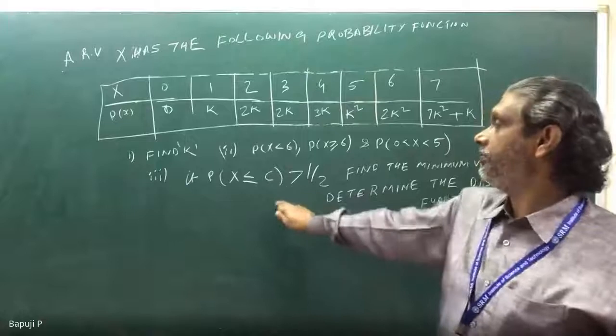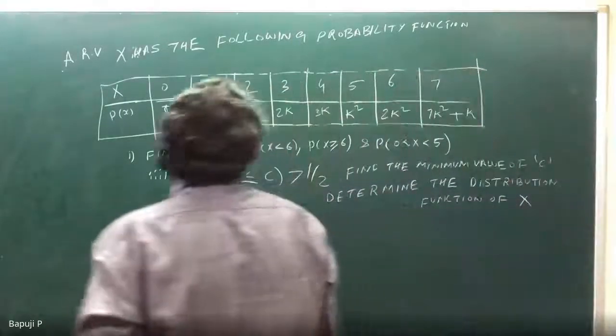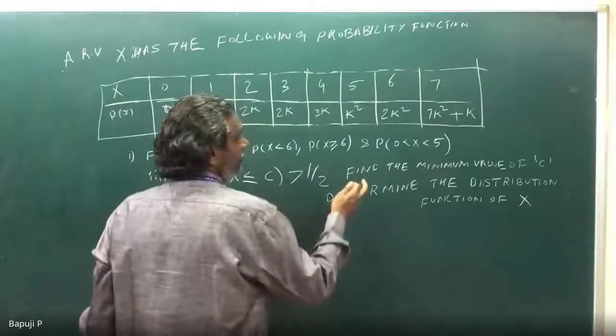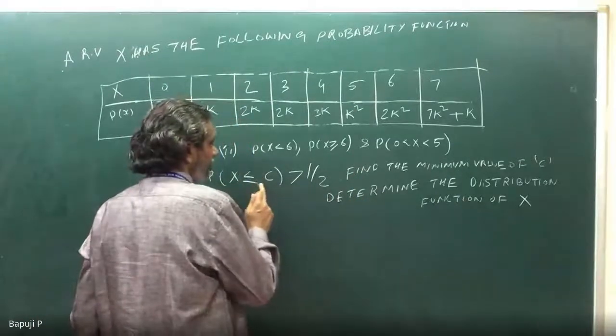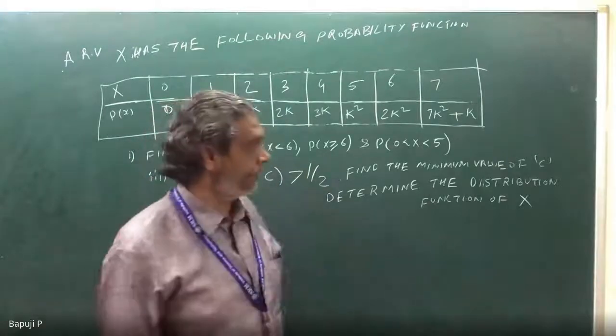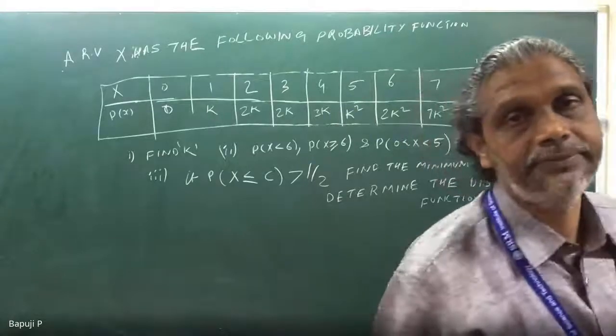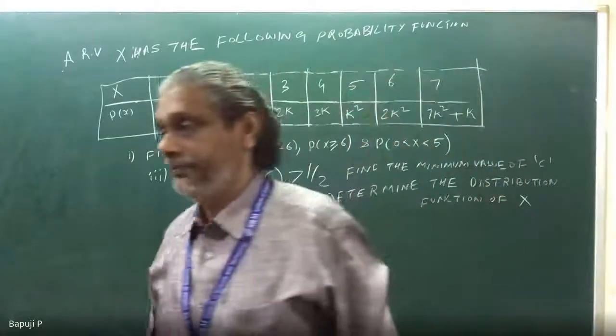But this is a very good question: probability of x less than or equal to c, that value should be at least the given value. Find the minimum value of c. For what minimum value of c will this hold? Then determine the distribution function of x. Capital F of x is being asked. Copy the first question.